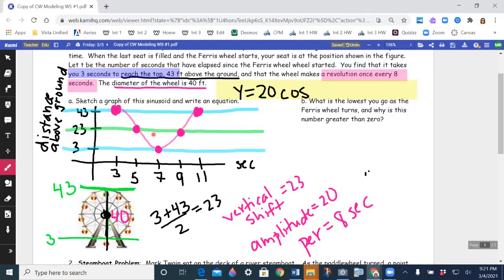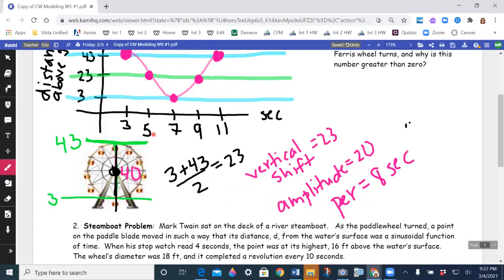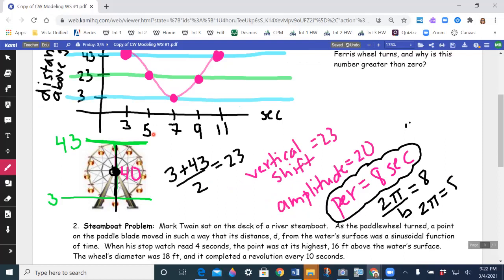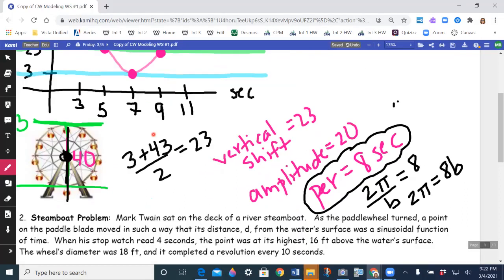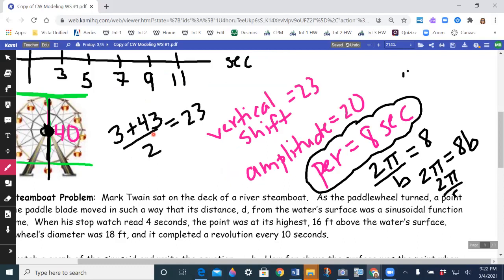We don't have this as 2 pi, so I'm going to go backwards. I know that my period is equal to 8 seconds. Remember, period is 2 pi over B, and I want my B. So I'm going to take 2 pi over B and set it equal to 8 because that's my period. I am going to cross multiply. I get 2 pi is equal to 8B. Remember, I'm solving for B, so I'm going to divide by 8. I get 2 pi over 8, and I can reduce that to pi fourths as my B.